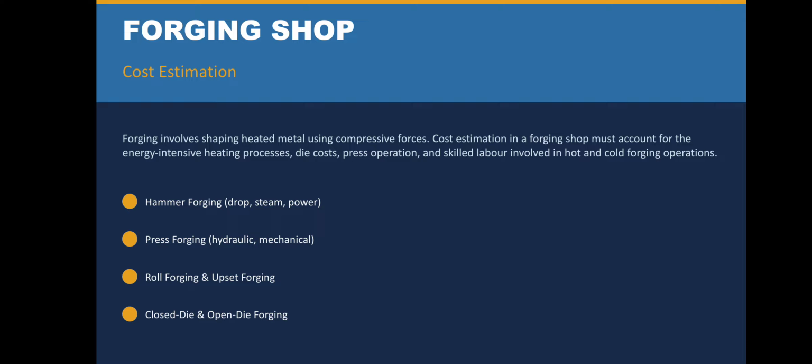Hot forging means when the forging is performed on the metal above the recrystallization temperature, it is called hot forging. Examples: engine components like connecting rod, crankshaft, camshaft, etc. are produced by hot forging.